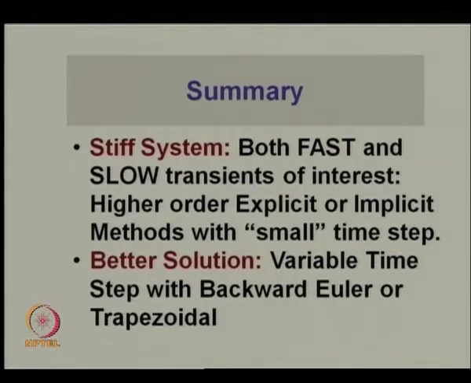Okay. Of course, if both fast and slow transients are of interest in a stiff system, the best solution, or a better solution, would be to use a variable time step in conjunction with backward Euler or trapezoidal. That is, initially keep the time steps small so that you capture your fast transient well, and then increase your time step and you can capture your slow transient even with the larger time step.